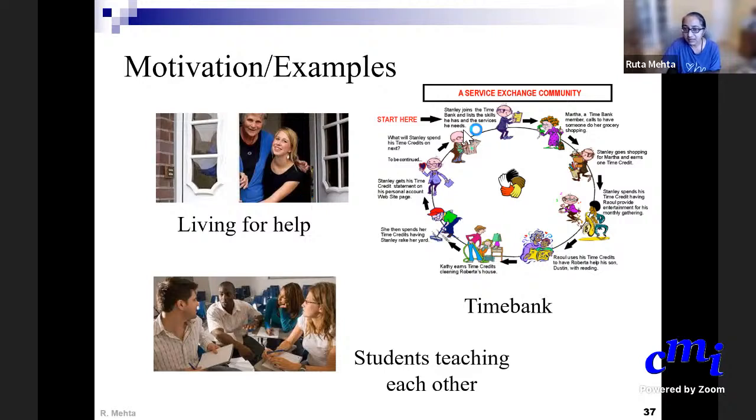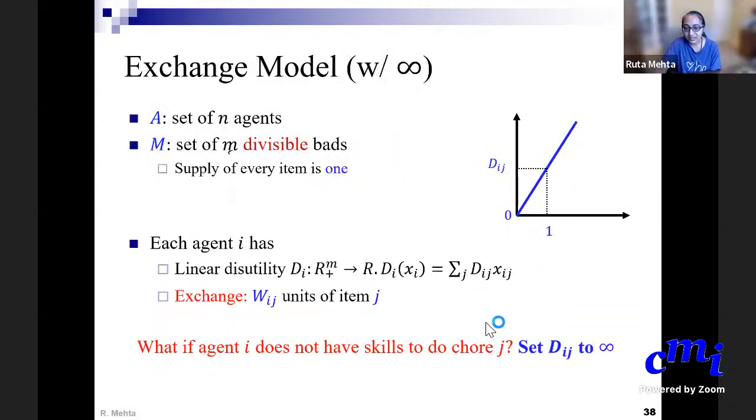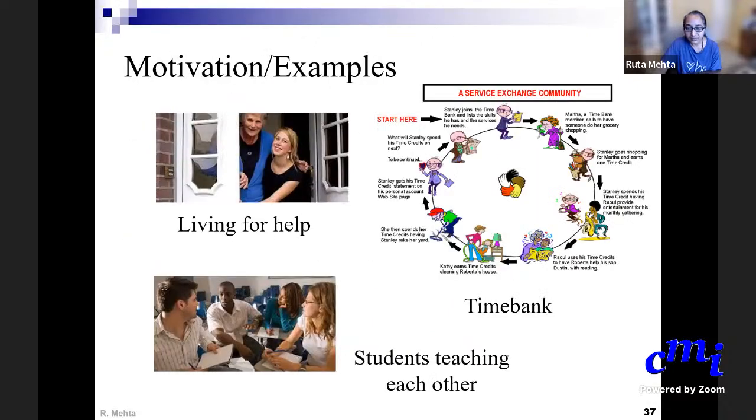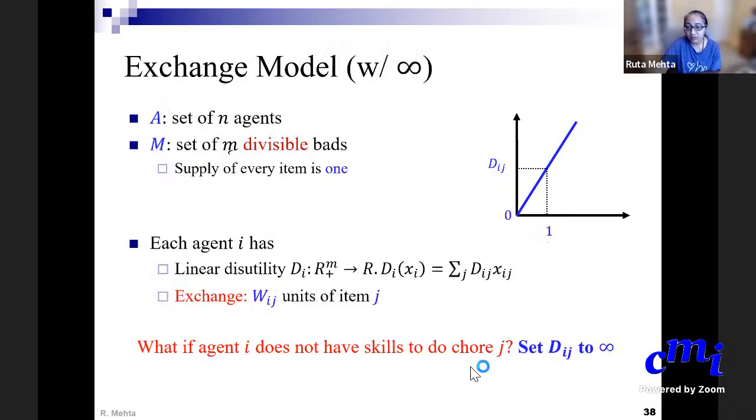There is something called time bank. You can look it up, timebank.com or .org, whatever, where people do each other's chores. They earn time credit, and they can use time credit to ask or request others to do their chores. So it's kind of a community system, or students teaching each other or whatever, right? And here we allow that every agent cannot do every chore. Like if you ask me to teach a course on music, definitely I can't do that. So it's not that whatever the chores are in the system, everybody can do everything.